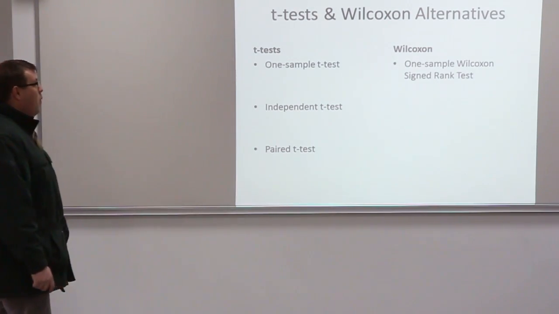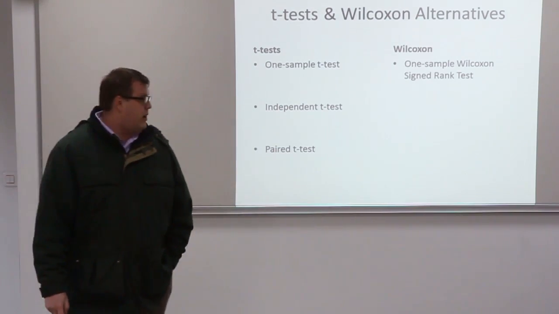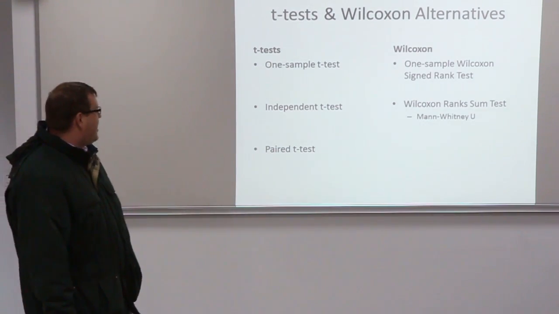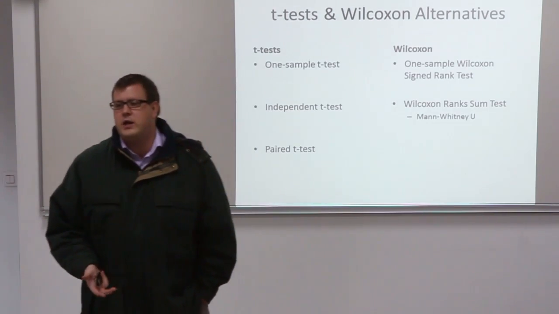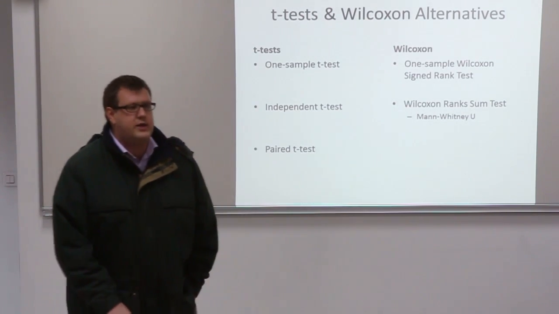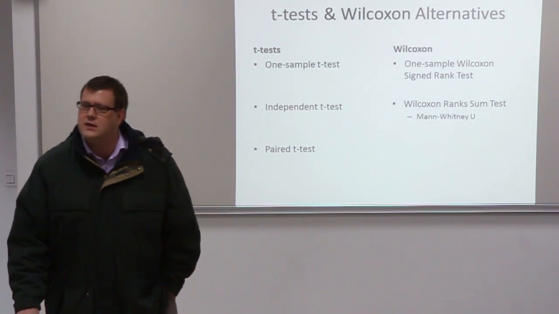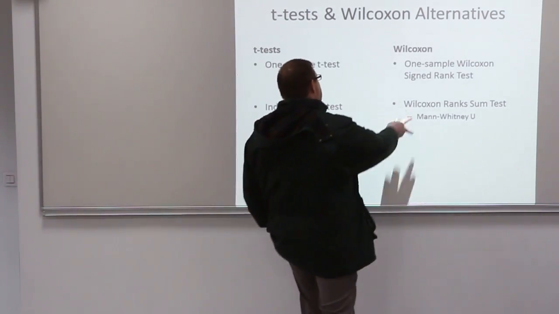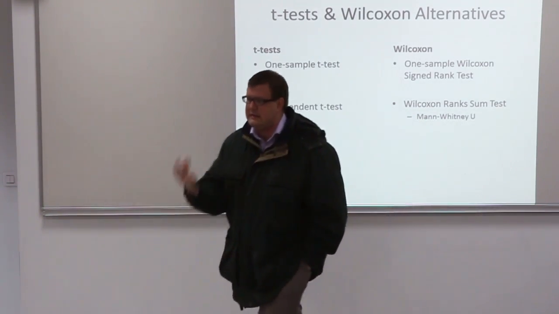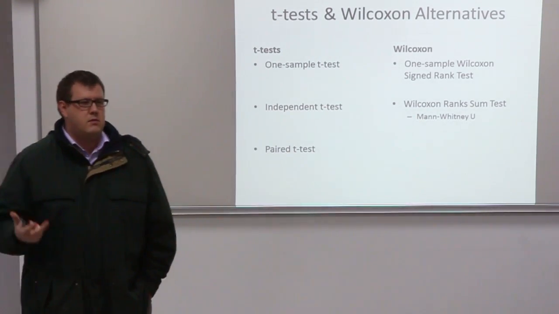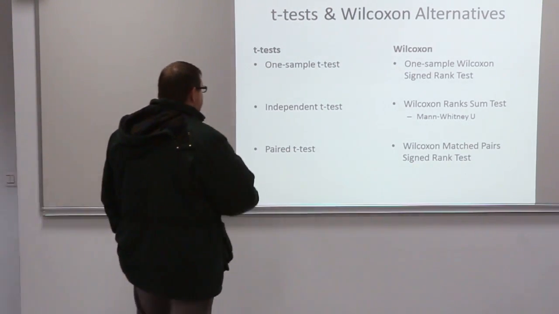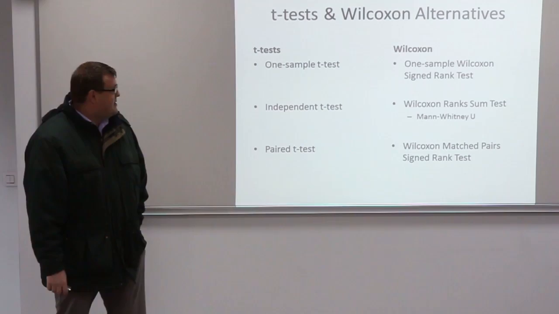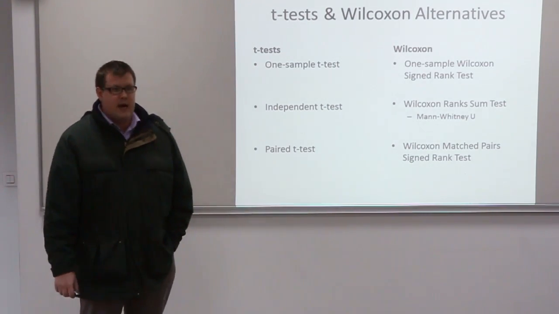So we have a one-sample Wilcoxon signed rank test. We have a Wilcoxon ranked sum test, which is equivalent to the Mann-Whitney U. The Mann-Whitney U and the calculation, there's some slight differences, but the answers that you will get with both of these will give you the same answer, same p-value. Okay, finally for our paired t-test, we have a Wilcoxon matched pairs signed rank test.